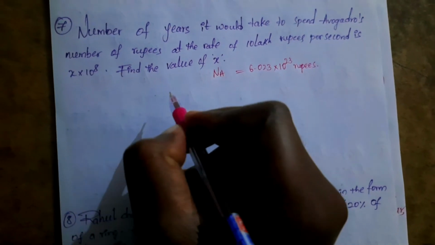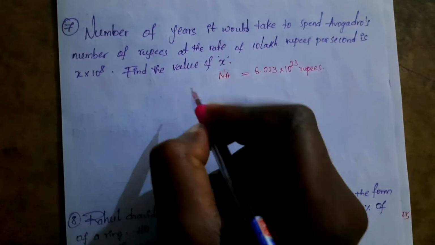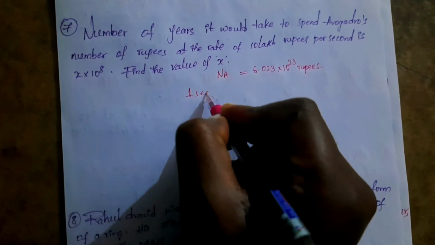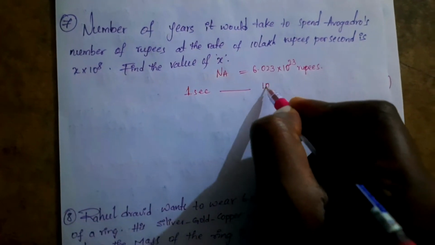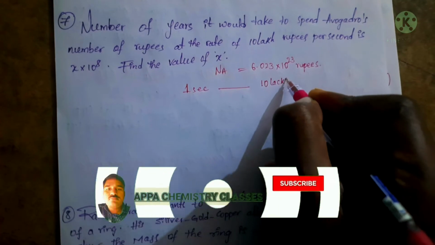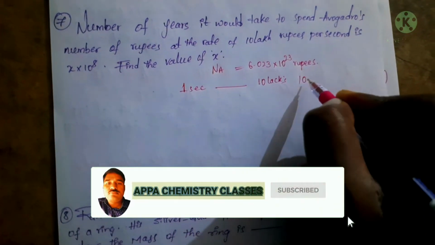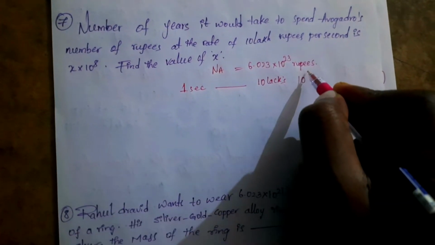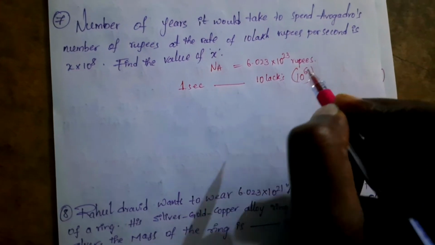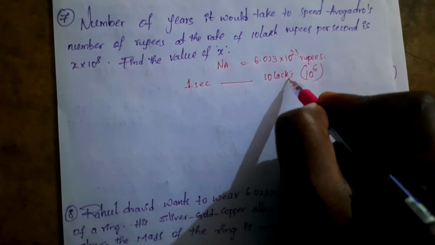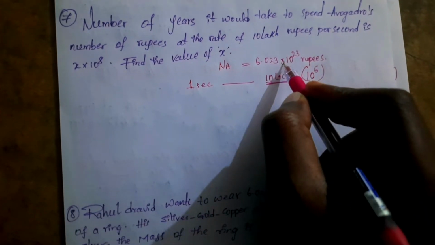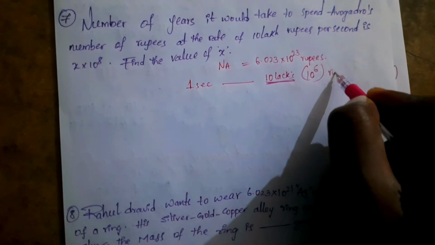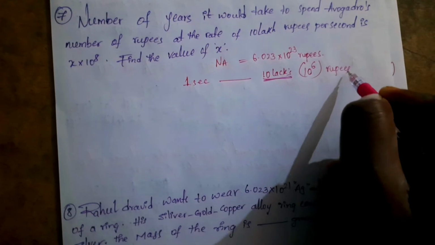See how rich a person he is, spending in 1 second around 10 lakhs. 10 lakh we can write as: 1 lakh has 5 zeros, so 10 lakhs means 6 zeros. That is 10 power 6. Now 10 lakhs is nothing but 10 power 6, and in 1 second he is spending this many rupees.